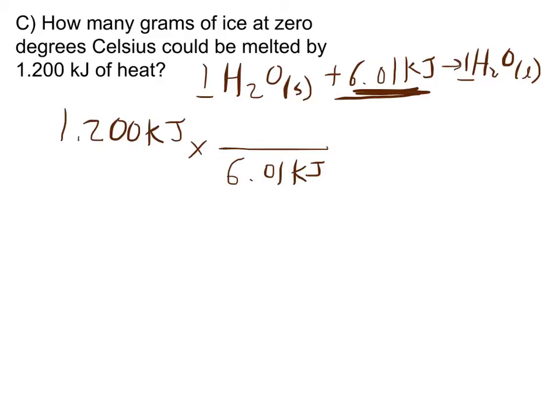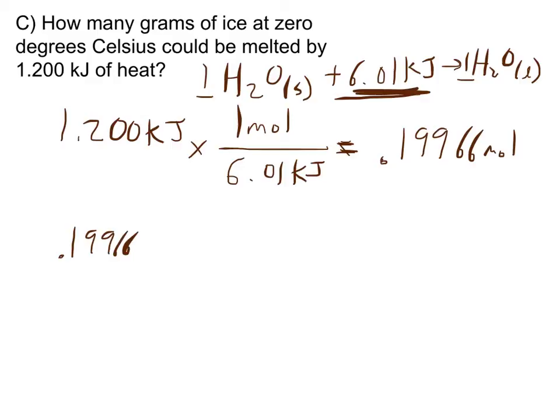How many moles of water can 6.01 kilojoules melt? Well, it can melt 1 mole of water. And when you do this calculation, and you take 2.100 divided by 6.01, it gives you 0.19966 moles of water. And then with this 0.19966 moles of water, we ultimately need to figure out how many grams of ice we can melt.